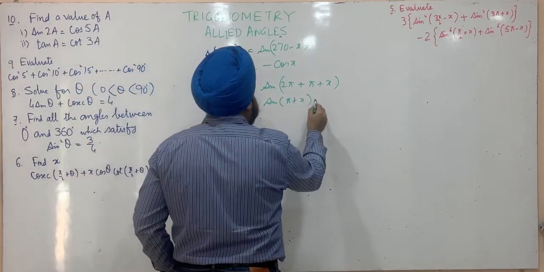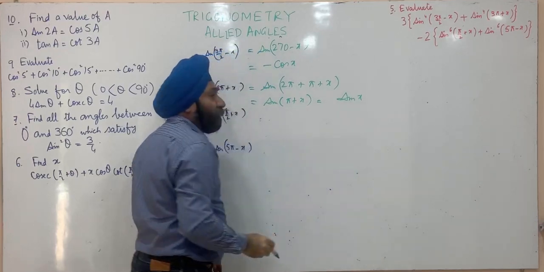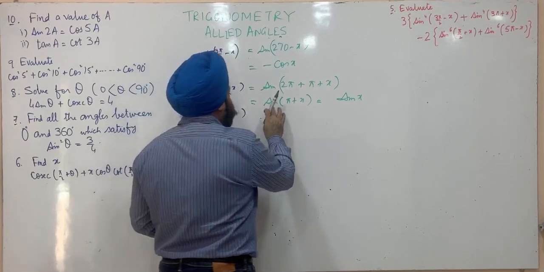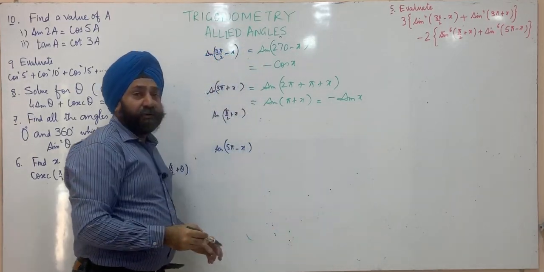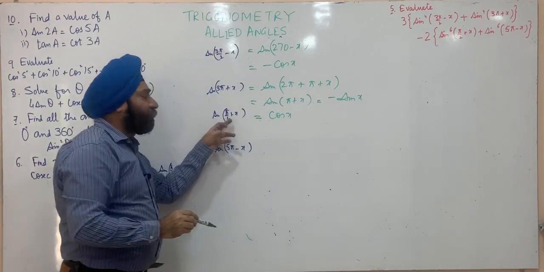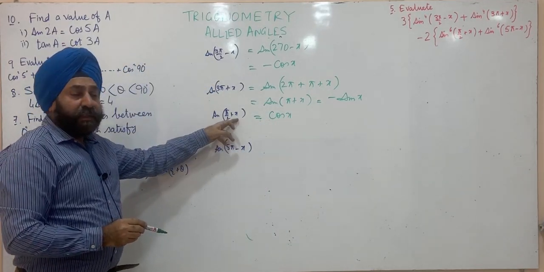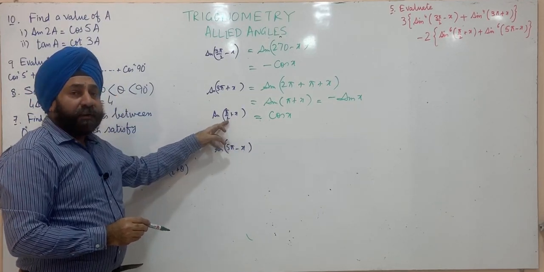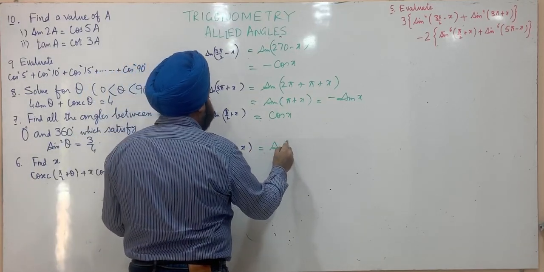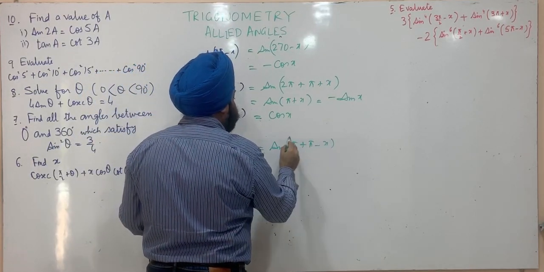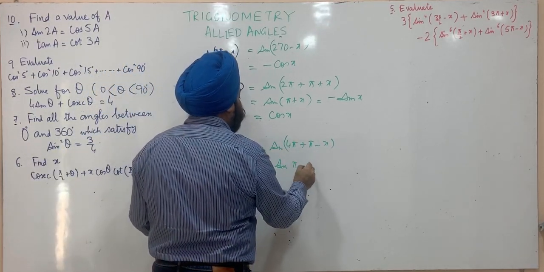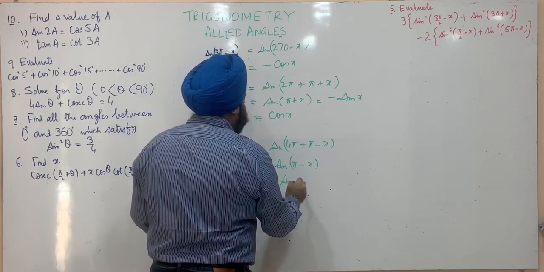This is now an even multiple. So the trigonometric ratio will not change. But pi plus x being an angle in the third quadrant, sine is negative in the third quadrant, so this is minus sine of x. Sine pi by 2 plus x, second quadrant, positive sign. Pi by 2 is an odd multiple, therefore sine changes to cosine. This is cos of x. Sine 4 pi plus pi minus x. Multiple of 360 degrees, we remove. This is sine of pi minus x. This is sine of x.